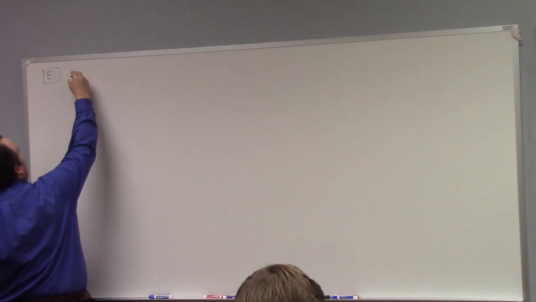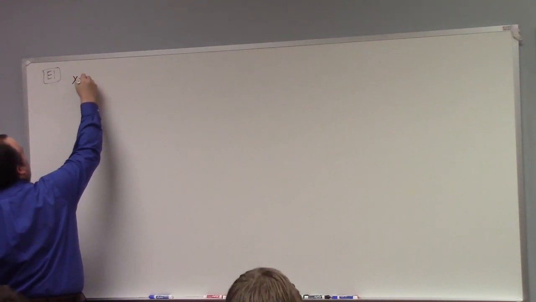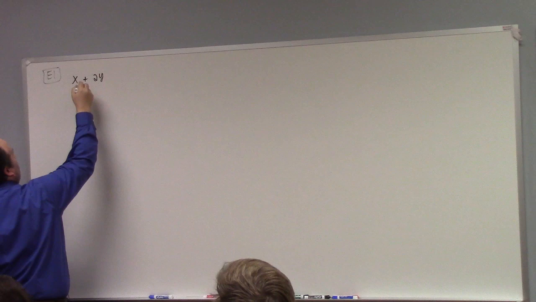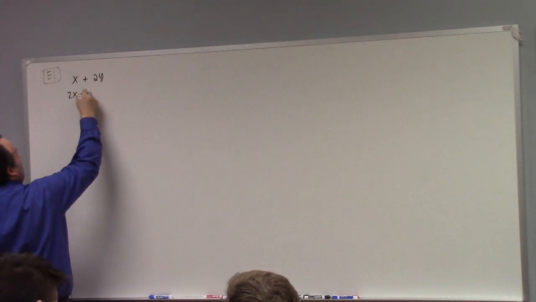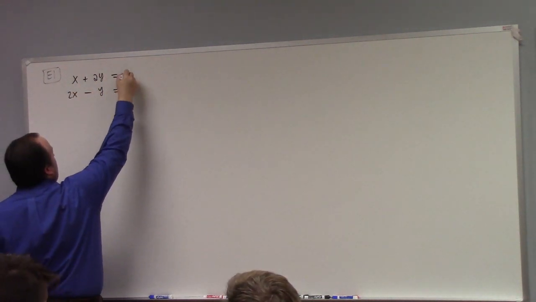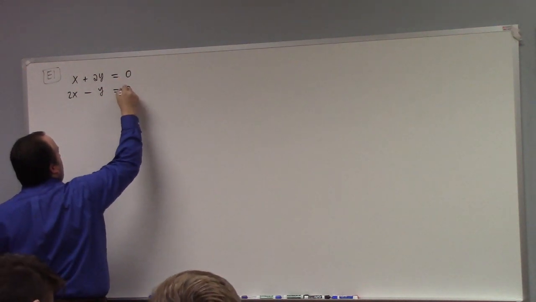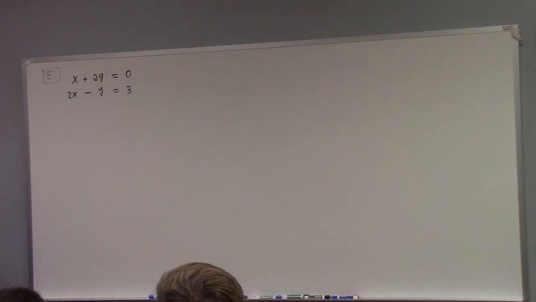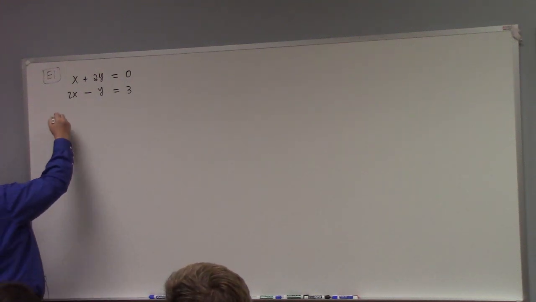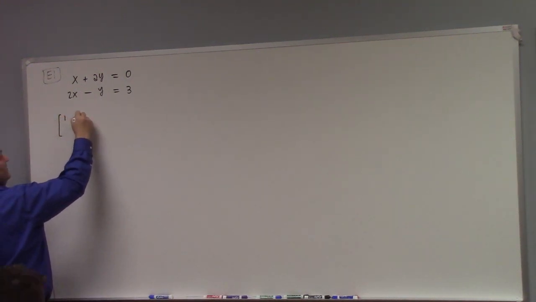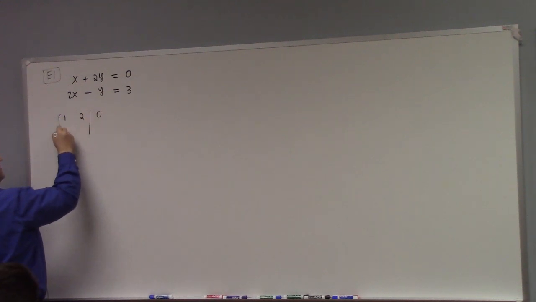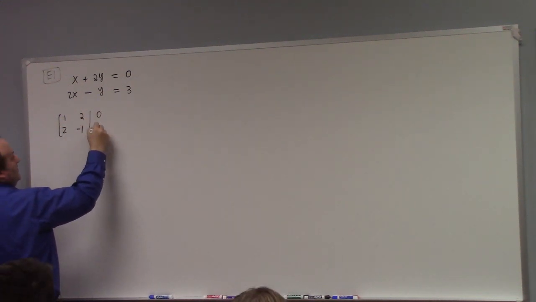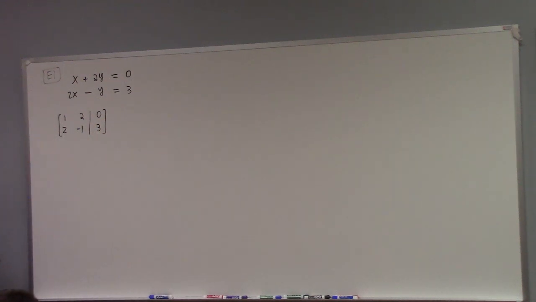Example one. So suppose you've got x plus 2y equals 0, and 2x minus y equals 3. All right? So that's my example one. Let's solve this using the row reduction technique. We write down the augmented coefficient matrix: 1, 2, 0, 2, minus 1, 3. There's my augmented coefficient matrix. And now I'm going to do row reduction.